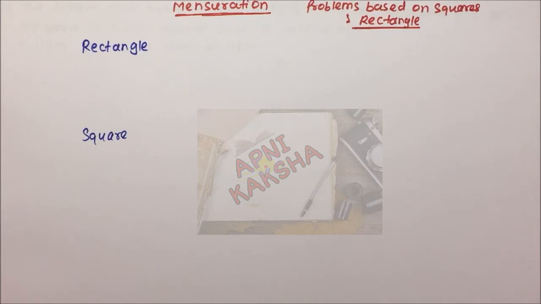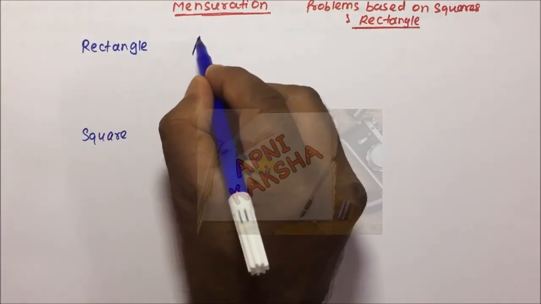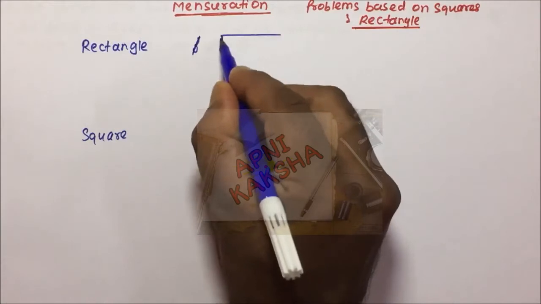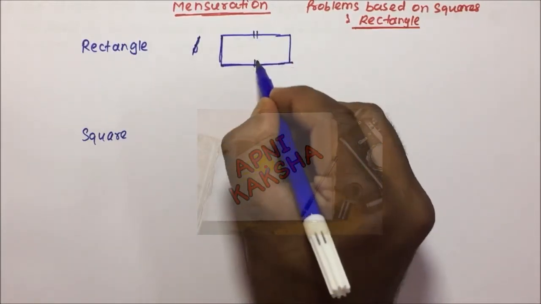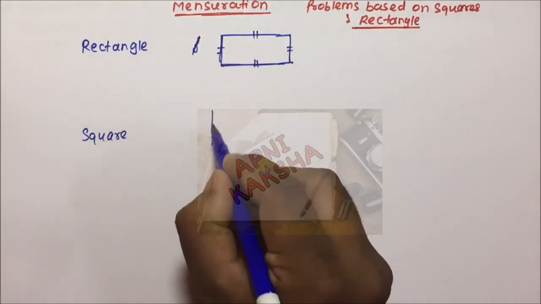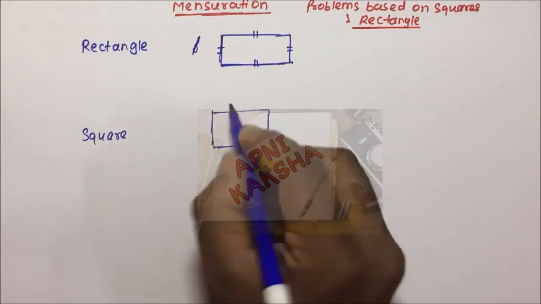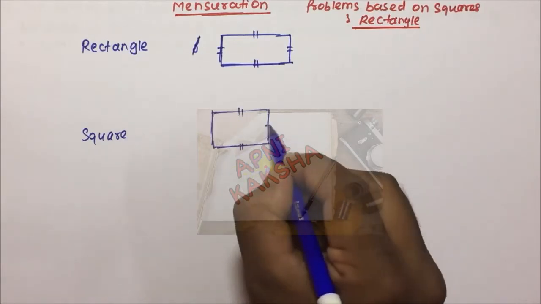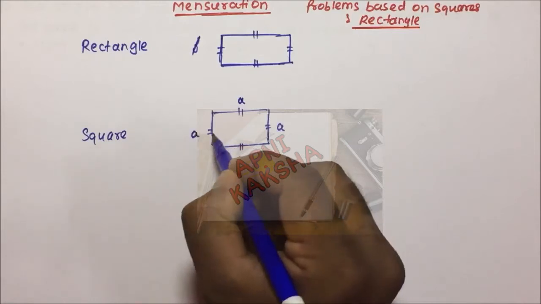Before solving questions based on rectangle and square, we need to know a few things about them. Now friends, a rectangle will be somewhat like this. So these two sides will be equal, and these two sides will be equal. And if we talk about a square, all four sides will be equal. You can say all sides are A here.